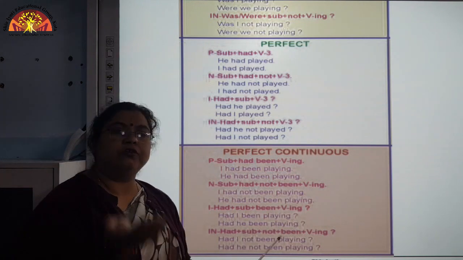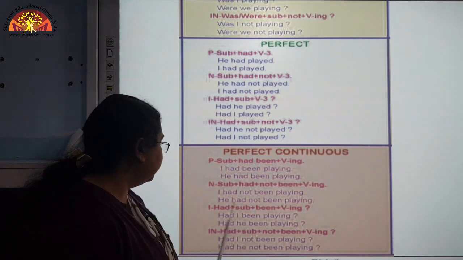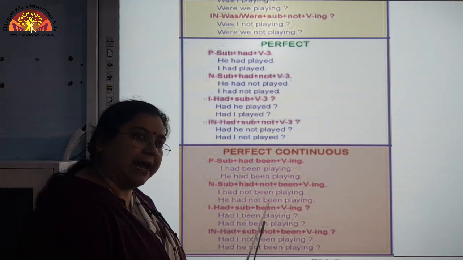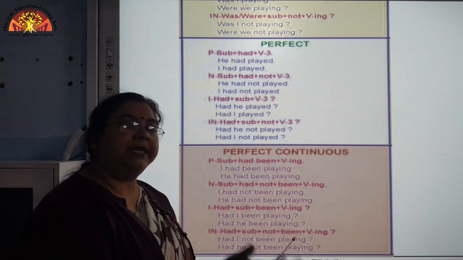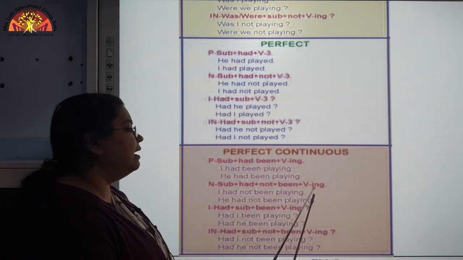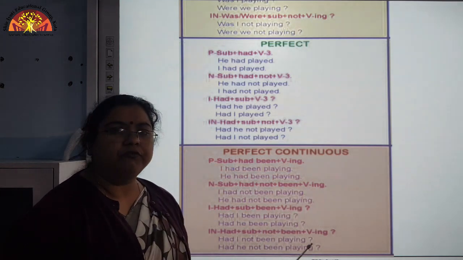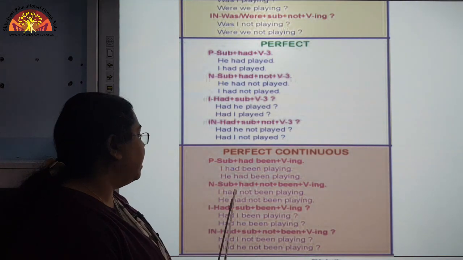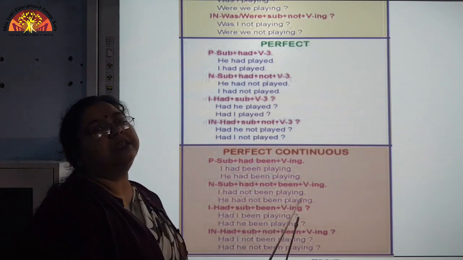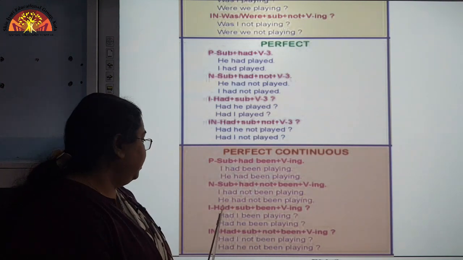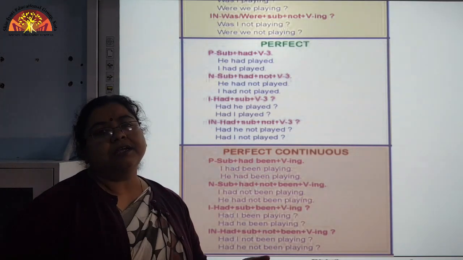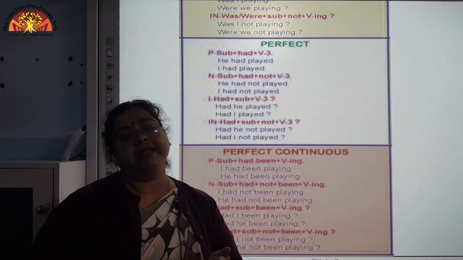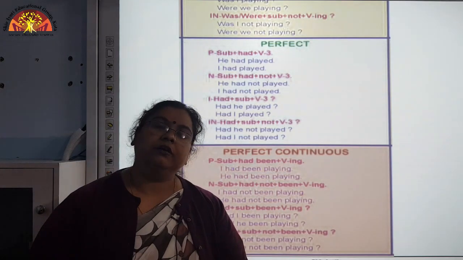Now, let us look at the negative sentence. Subject plus had plus not followed by been, and then the ing form of the verb. So, I had not been playing. He had not been playing. My mother had not been cooking food, like this.